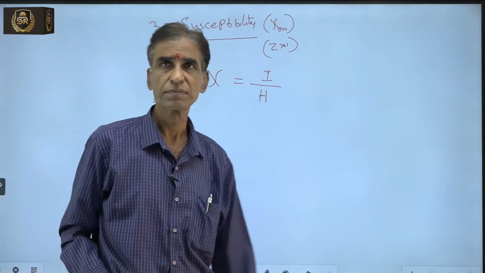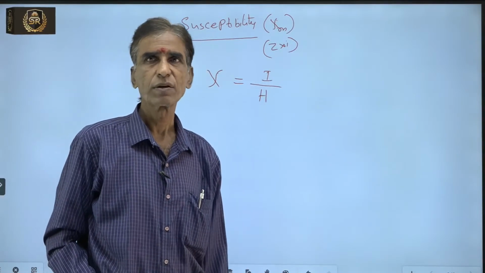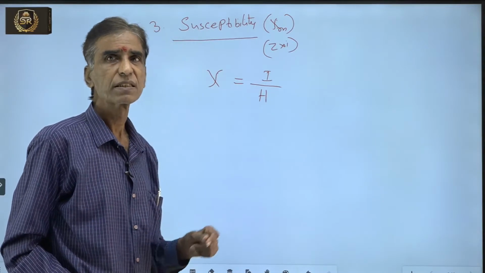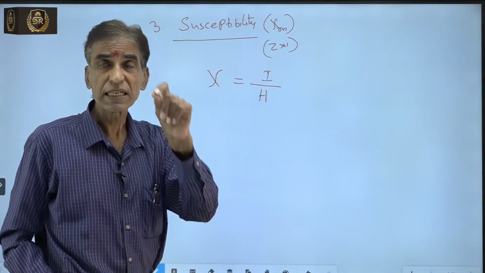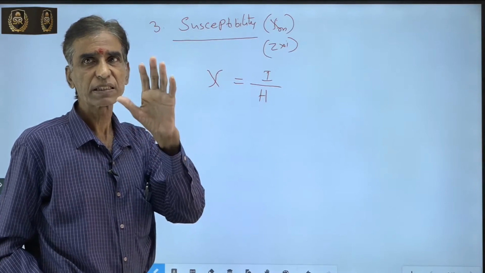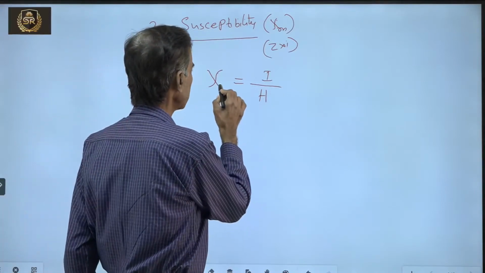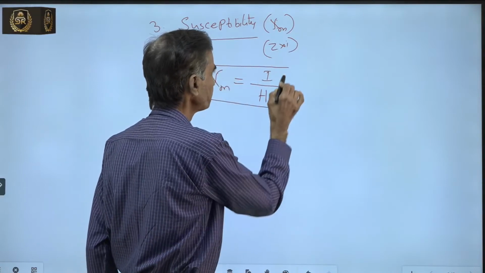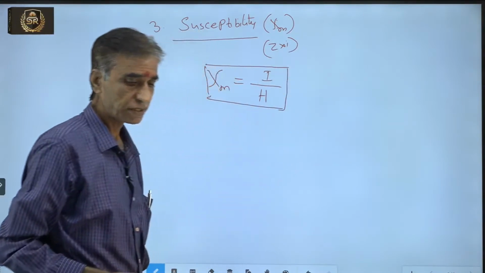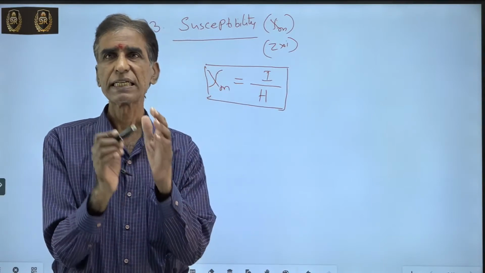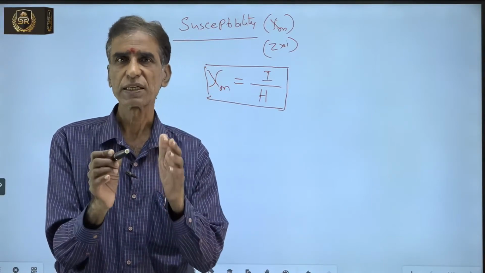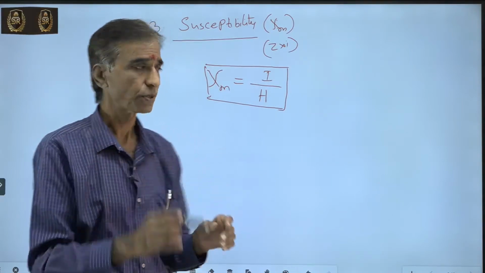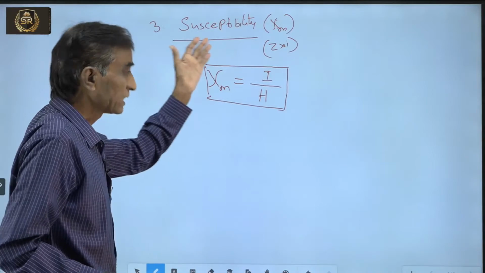I by H. But we know I units and H units are same, means Xi is a dimensionless quantity. We write susceptibility of magnetic material as I by H, that is the magnitude of intensity of magnetization to the intensity of magnetizing field. That ratio we have named as the susceptibility.